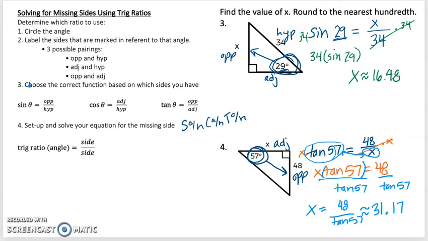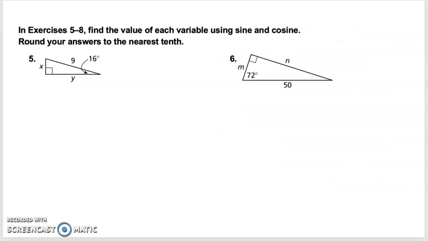So let's look at some that are a little bit more involved. Continue ahead looking at 5 and 8, which is on the next page, the last page, final page of the notes. We want to find the value of each variable using sine and cosine, it says. Looking at this here, I've got two different things. I'm still going to start off the same way, looking at the angle here, which is really this angle down here. So we should label our sides. x is opposite, y is adjacent, and 9 is hypotenuse.